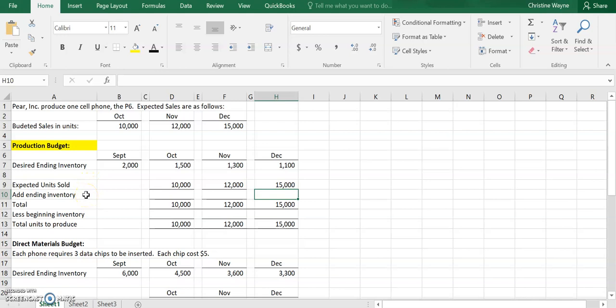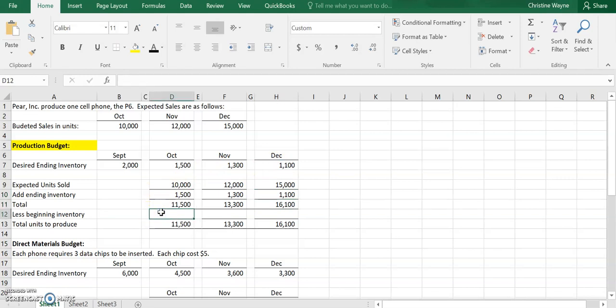We're going to add in our ending inventory. They're going to give you that desired ending inventory. So in October, my desired ending inventory is going to be 15,000. November, again, they give it to us, 13,000. And in December, it is at 1,100. We're going to subtract our beginning inventory.